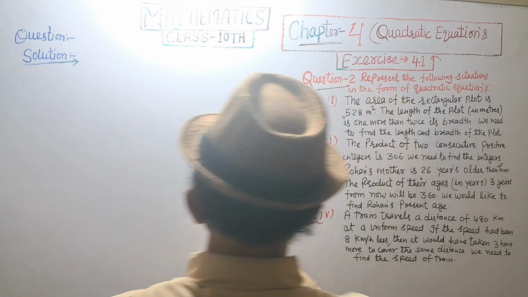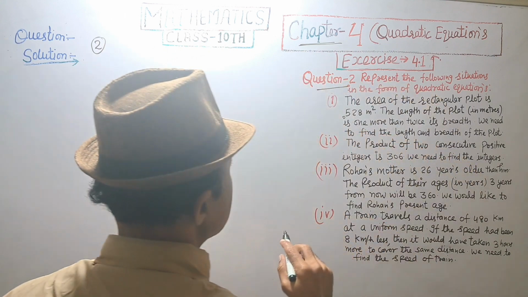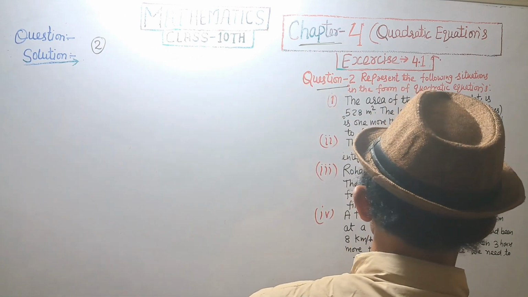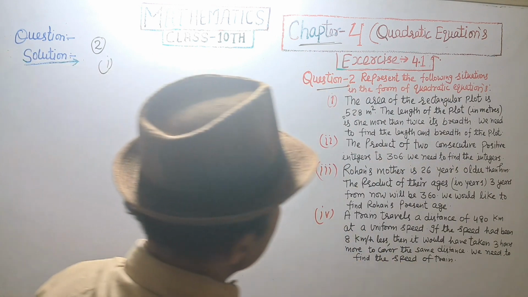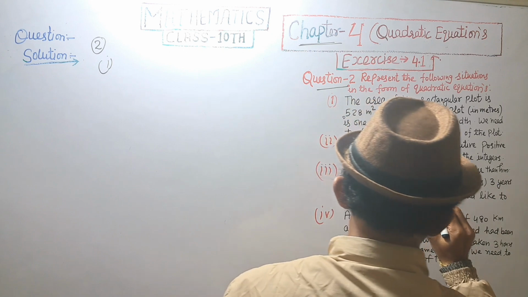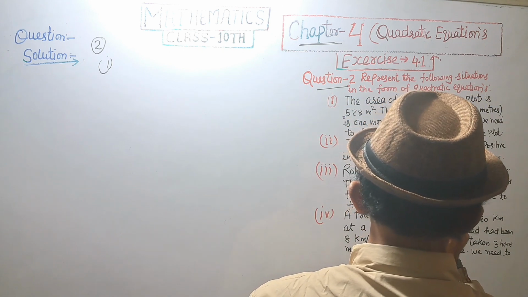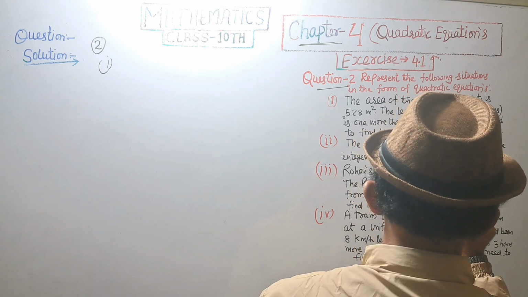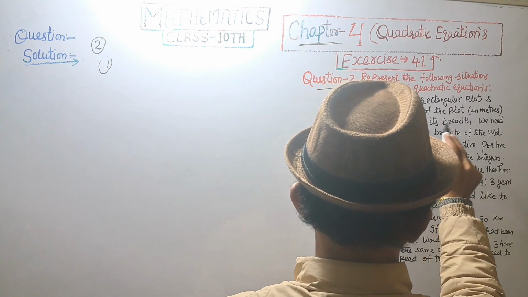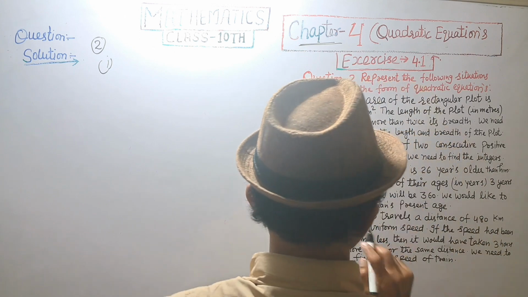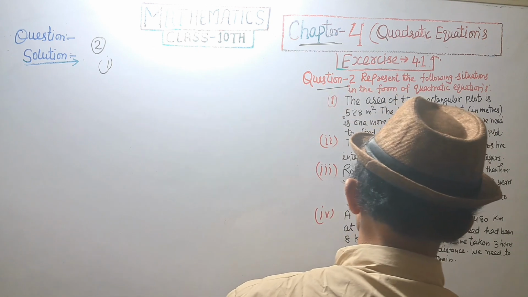Question number two. Present the following situations in the form of quadratic equations. First part: the area of the rectangular plot is 528 square meters. The length of the plot in meters is 1 more than twice its breadth. We need to find the length and breadth of the plot.